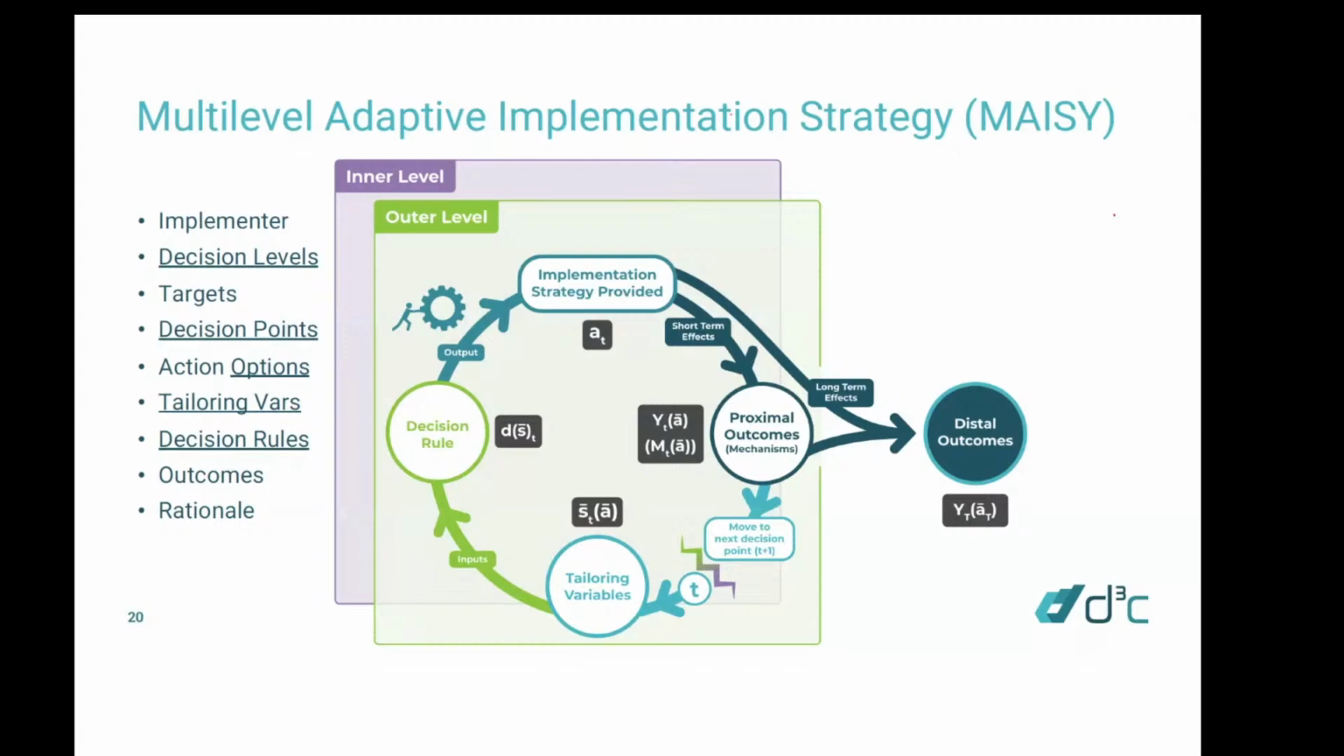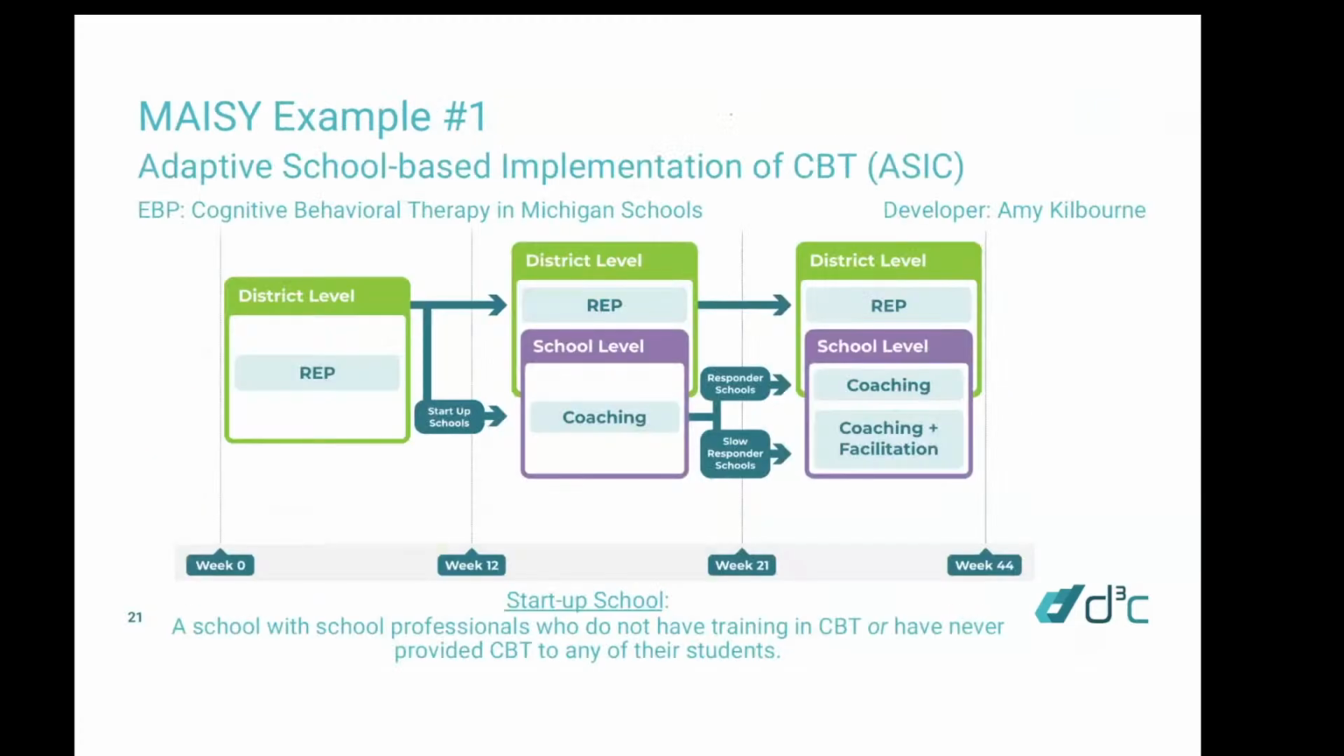Okay, I'd like to give you an example because that is how all of us learn the best, is with examples. So let me give you an example of a MAISY that takes place in high schools across the state of Michigan. So here where I live, every high school in the state of Michigan already has embedded within it anywhere between 1 and 4 school professionals that deliver mental health and substance use services to the students. Okay, that's already in place in the state of Michigan.